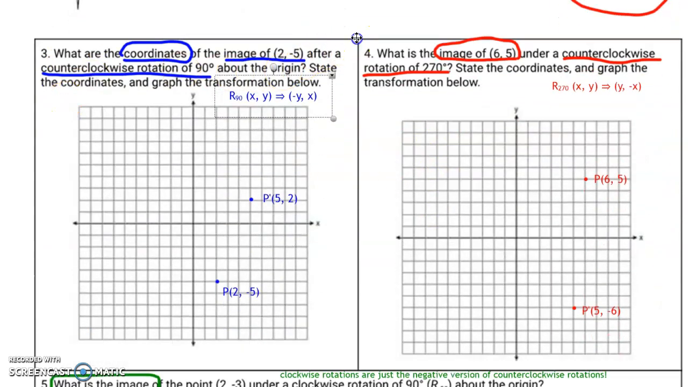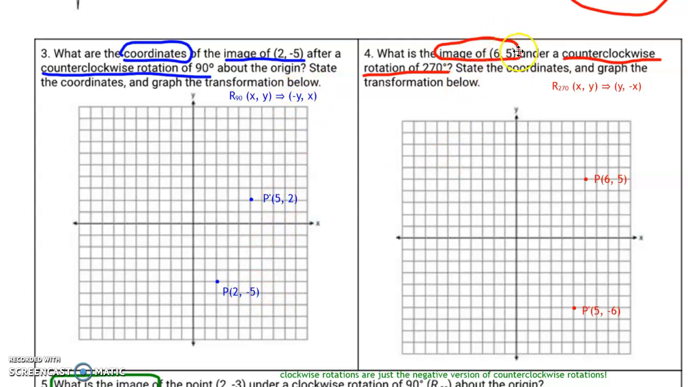For number 3, it asks for the coordinates of an image of (2, -5). So the original point is (2, -5). The image, which is the new point, is due to a counterclockwise rotation of 90 degrees. Here's another rule that you have to remember: (x, y) becomes (-y, x). So that means I move the x value to the end, and I move the y value to the front, and I change its sign. Notice that it started off as negative. It becomes positive because this means change the sign.